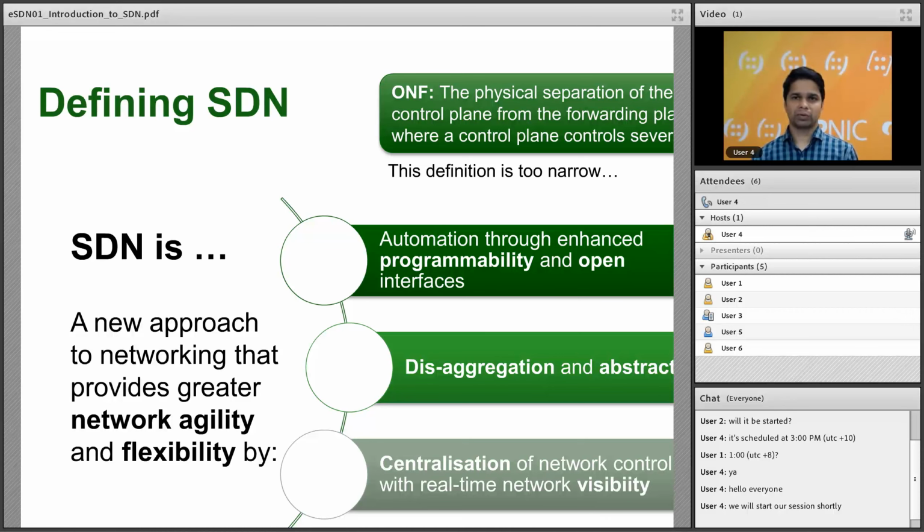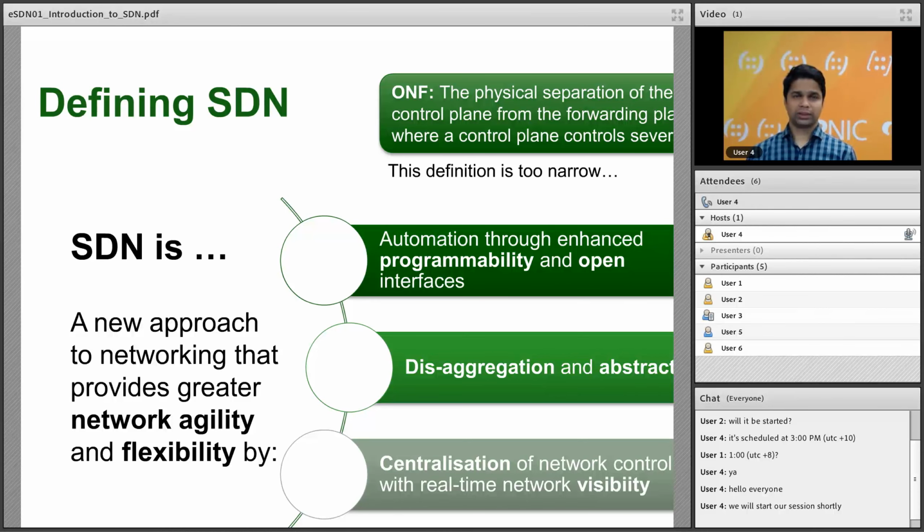So for our purpose, we define SDN as a new approach to networking that provides greater network agility and flexibility by automation, which is really important. So automation through enhanced programmability and open interface. It should be an open interface so that I don't have any dependency on the vendor. Number two, disaggregation and abstraction. So I have an abstraction layer, so I don't have to deal with the underlying layer. I can use some abstract language to influence the underlying layer. And centralization of network control with real-time network visibility.